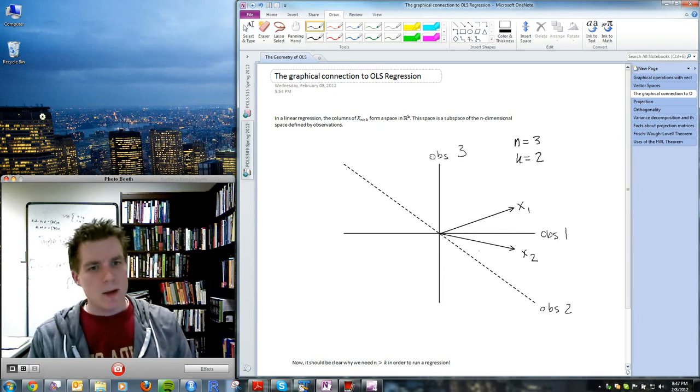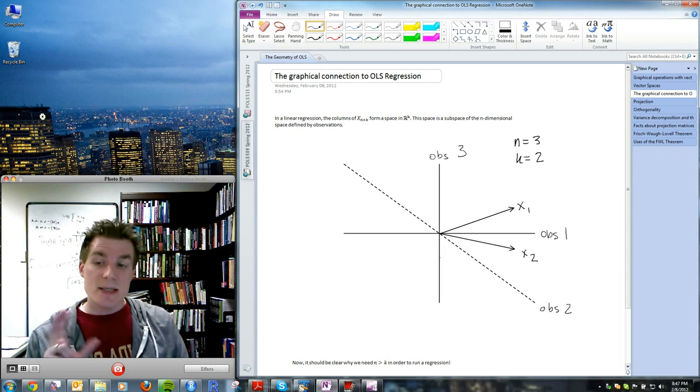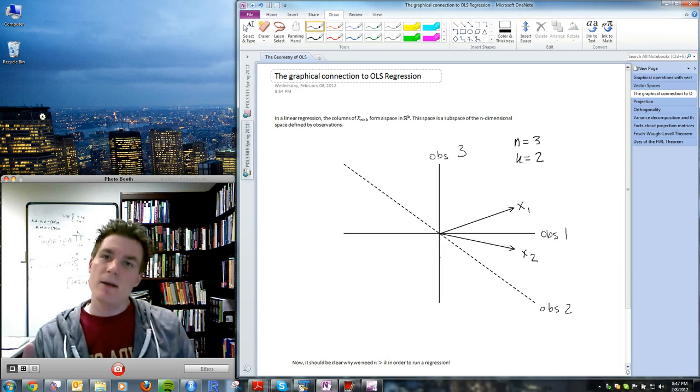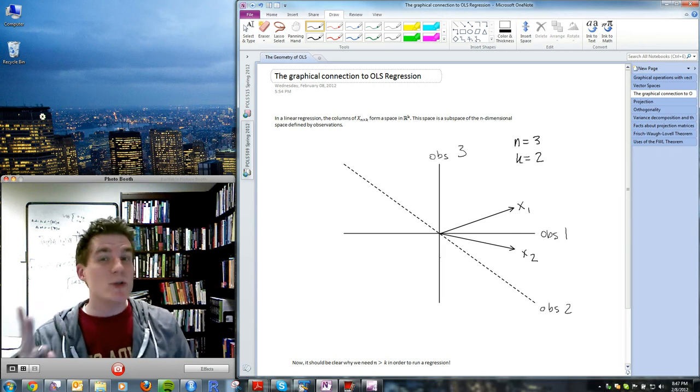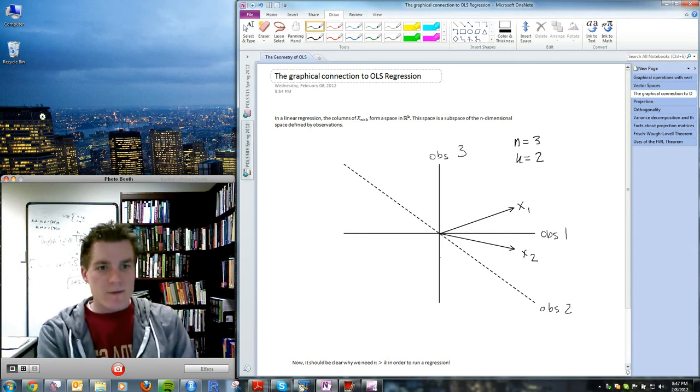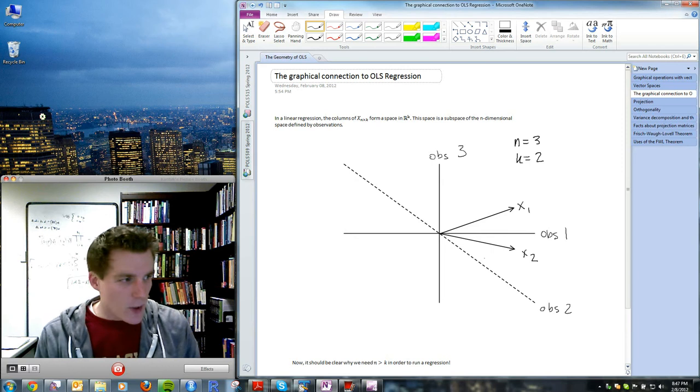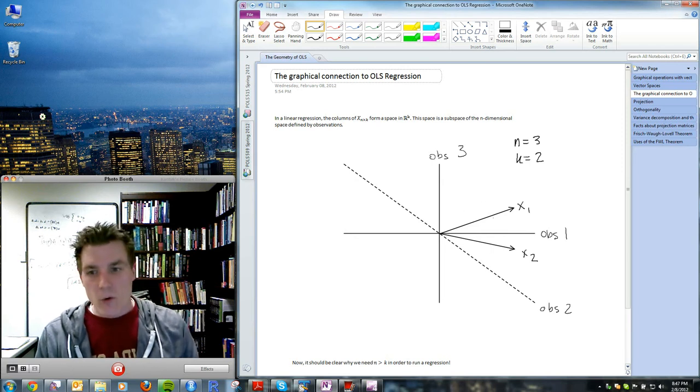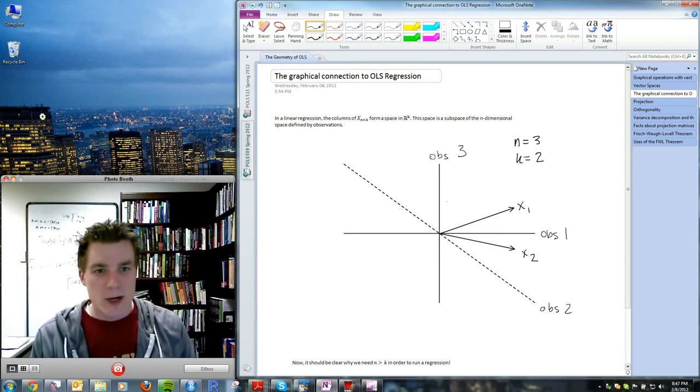What does that mean? Well, that means that the subspace created by the independent variables is going to be 2-dimensional. That is to say, it's going to be a plane. And that plane is going to float in the 3-dimensional space created by observations. So look at this graph here. You can sort of see x1 and x2 are forming a plane, right?